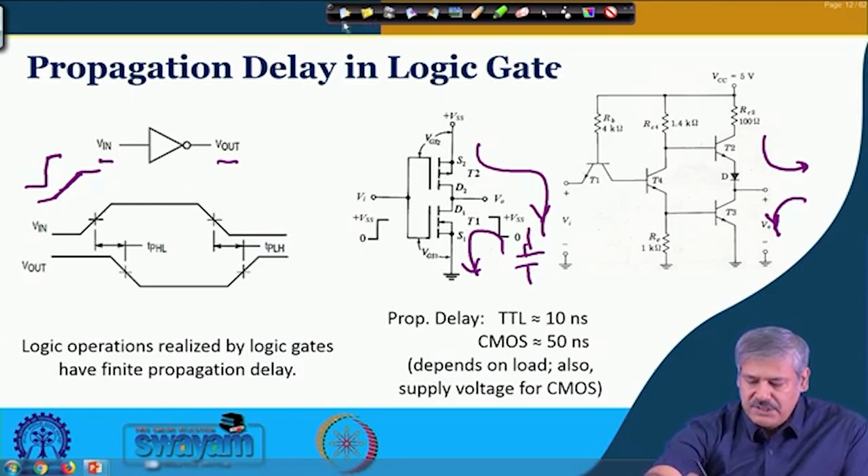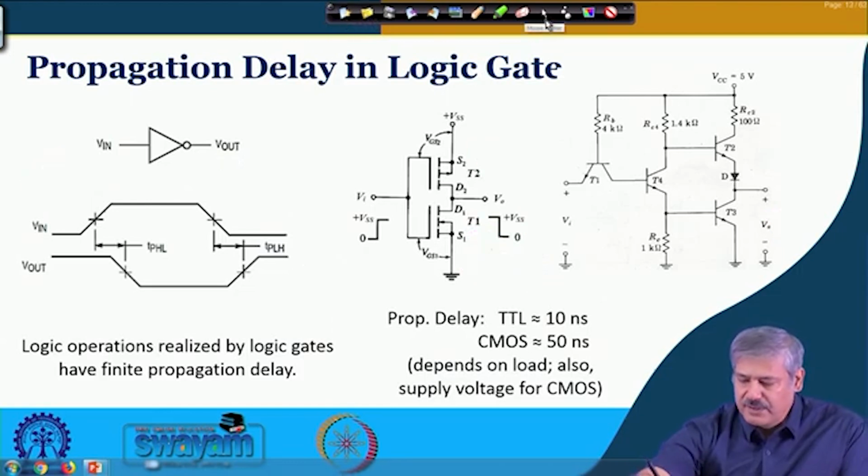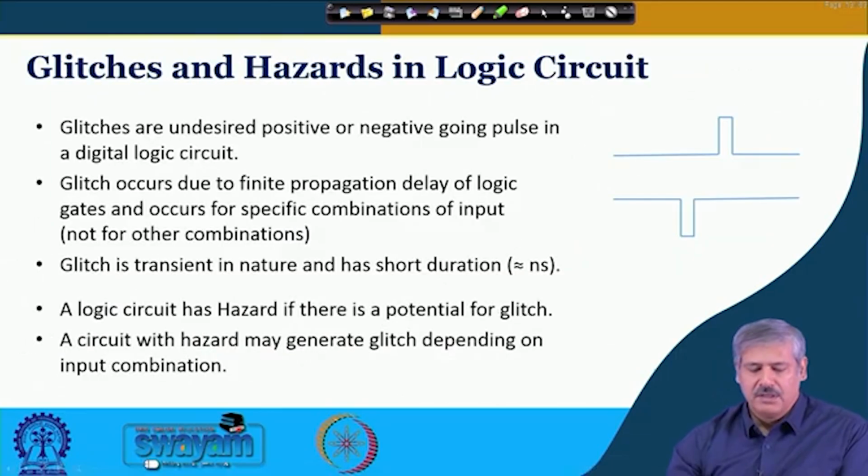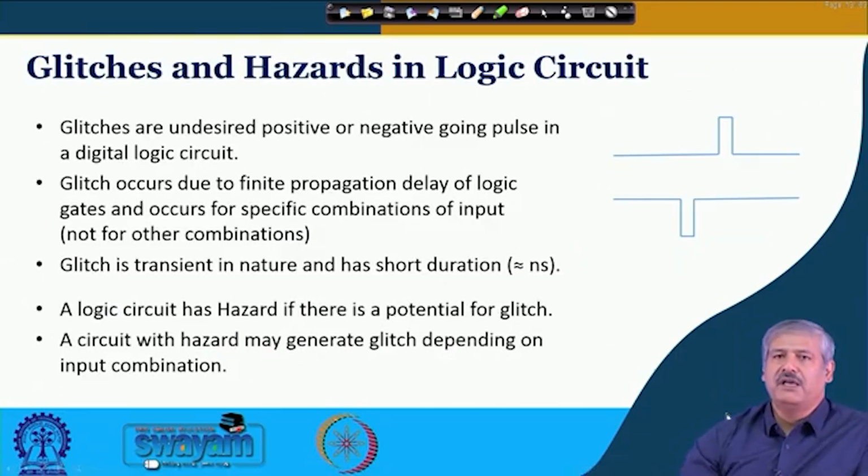Now, what is its effect? Because of this, what happens? Because of this, we will find in the circuit there may be glitches, okay. And so, we will see how it occurs, but before that let us define what is glitch.